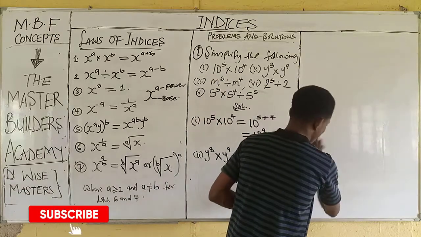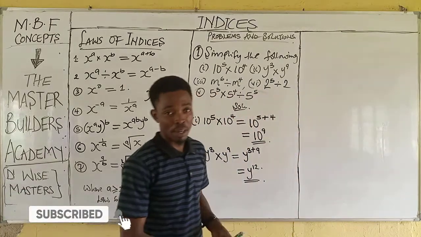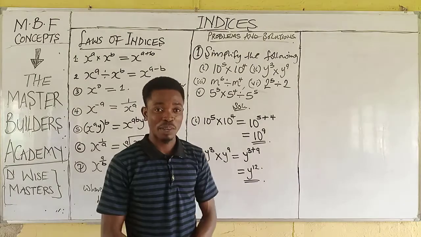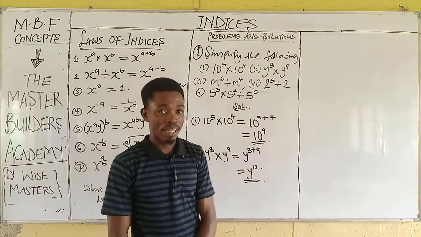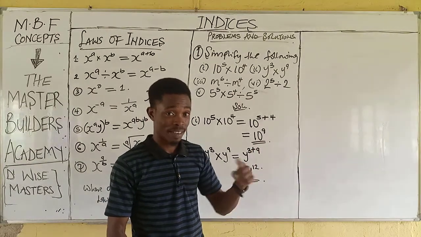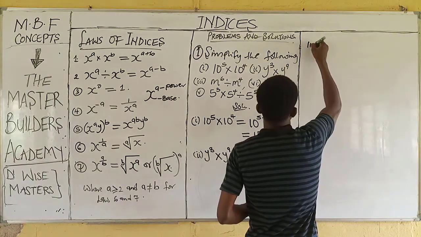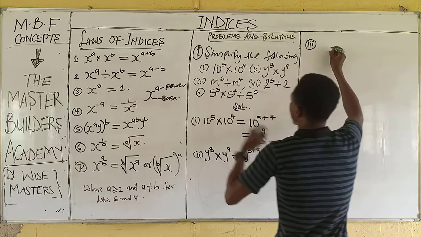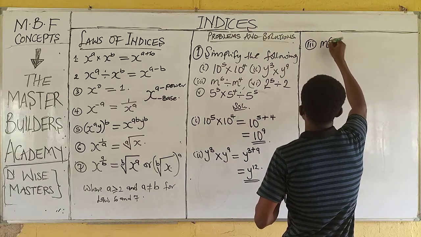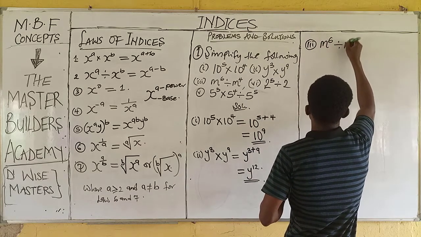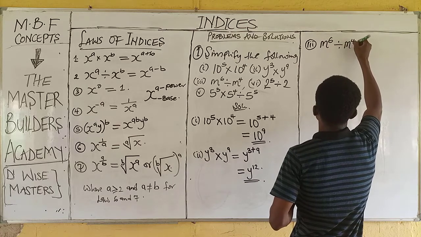Okay, 10 raised to the power 9 is 1 billion, right? Yeah, this is 1 billion we just have here. 1 million is 10 raised to the power 6, right? Okay, now we have Roman figure 3. And in Roman figure 3, we have m raised to the power 6 divided by what? m raised to the power of 4.